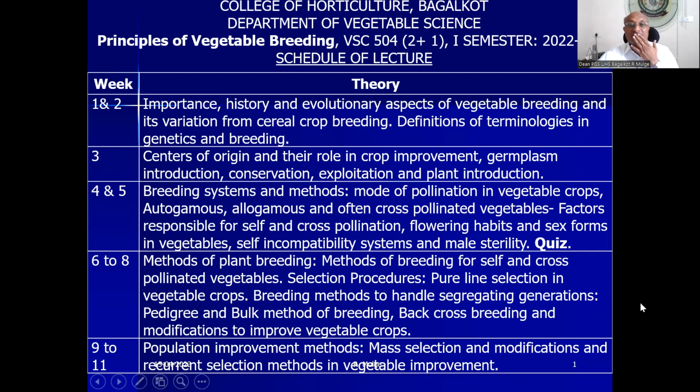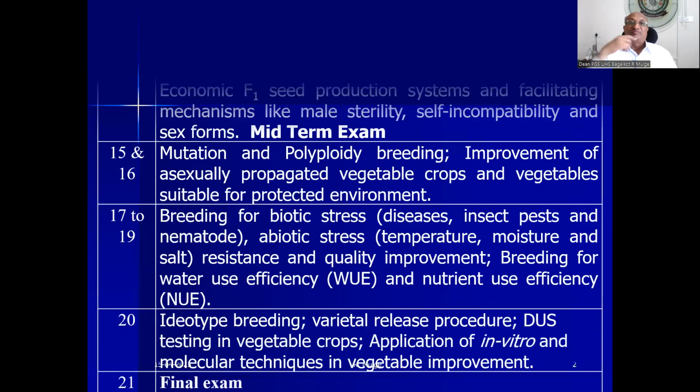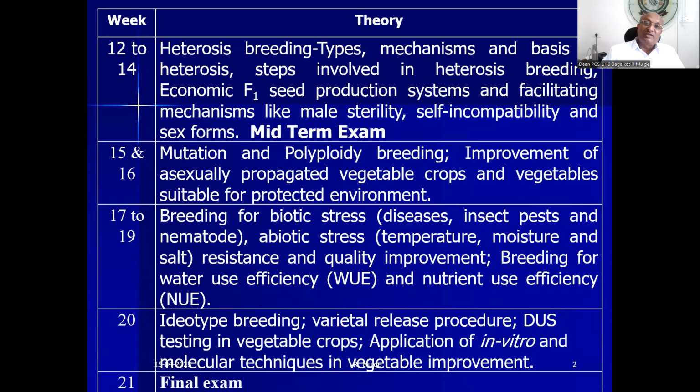That is, mass selection and modifications and other population improvement methods like recurrent selection or different schemes for improvement of vegetable crops. Then from the 12th to 14th week, you are going to learn about heterosis breeding, types, mechanism, and basis of heterosis, steps involved in heterosis breeding, and economic F1 seed production, which is very important. It is facilitated by prevailing mechanisms like male sterility, self-incompatibility, and sex forms.